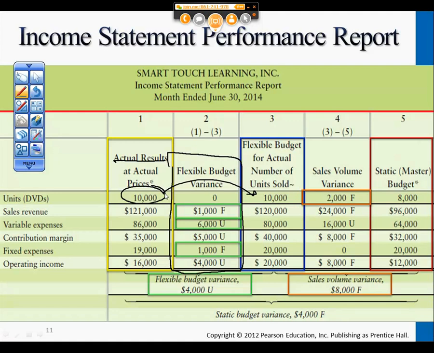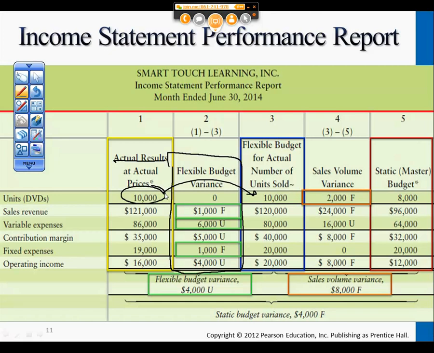Now let's look at the sales volume variance. Sales volume variance is the difference between the flexible budget for actual number of units sold and the static budget volumes, right? So it's column 3 minus column 5. Again, we calculate all of the units, so let's look at the variable expenses. Our flexible budget tells us it's 80,000, and the static tells us it's 64,000. Because we're talking about the expenses, we would like them to be lower, right? So once I plug in my actual units sold, I see that my variable expenses are higher than the static budget ones.